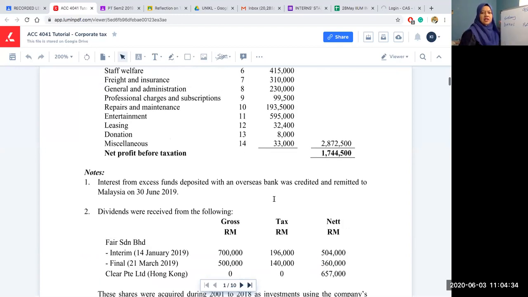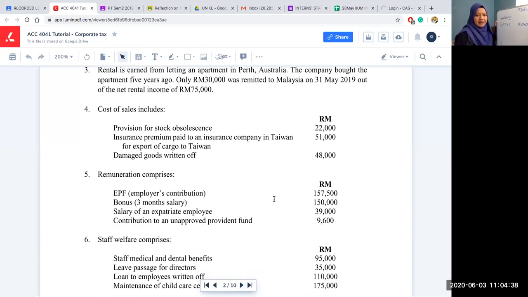956,100. And that includes EPF of 157,500, bonus 150,000, salary of an expatriate. For expatriate, you bayar 39,000. EPF, you bayar. But ni termasuk semua, ya. So, katalah kat sini berapa? Total kat sini, 157,500 plus 150,000 plus 39,000 plus 9,600. So, total kat sini memang 356,100. Right? So, kalau total 356,100, maknanya the balance is salary.